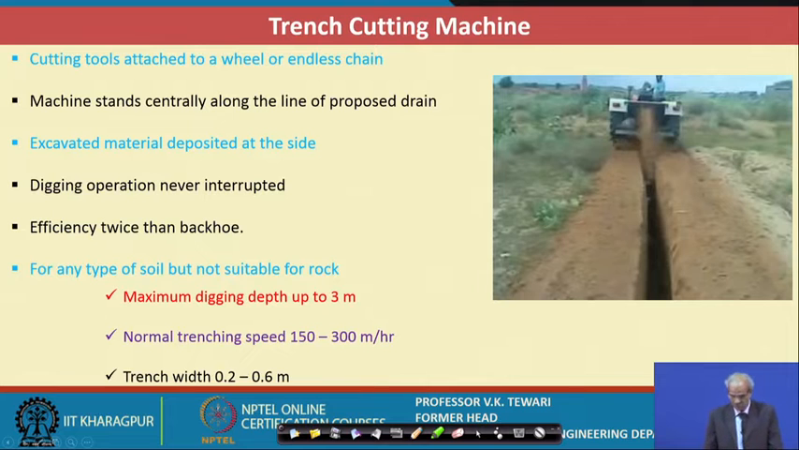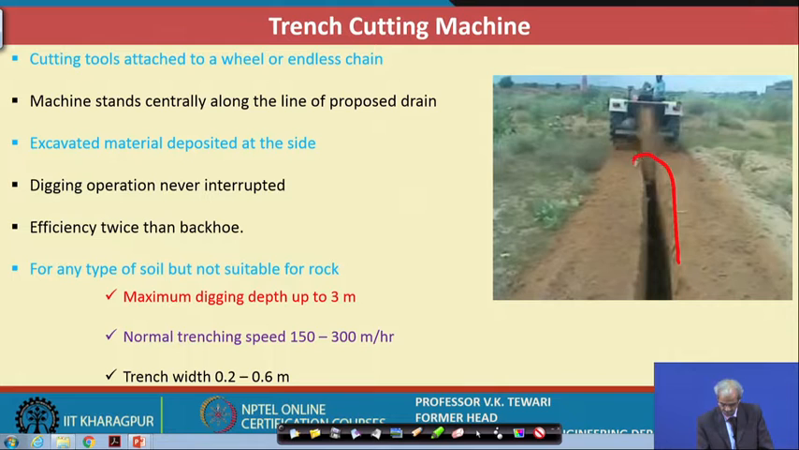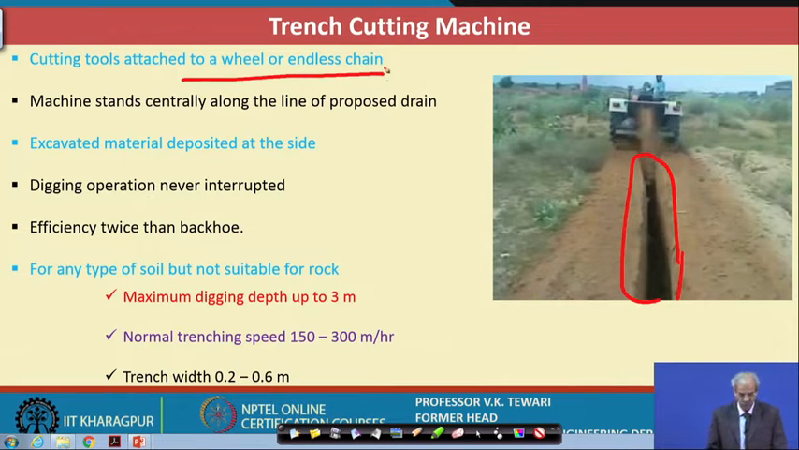Trench cutting machine. You can see here that trenches are being cut. This is the trench, there is a hole here, and the trench is being cut. Cutting tools attached to a wheel or endless chain. What is this? In fact, there is an endless chain and then there is a cutting tool.